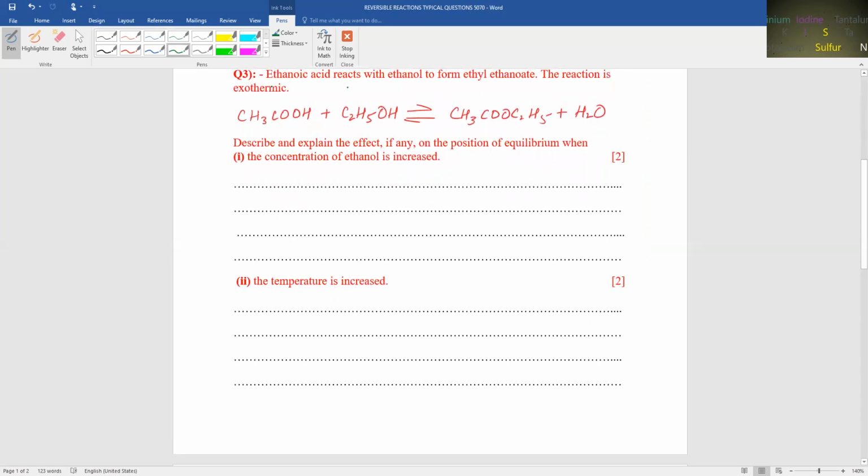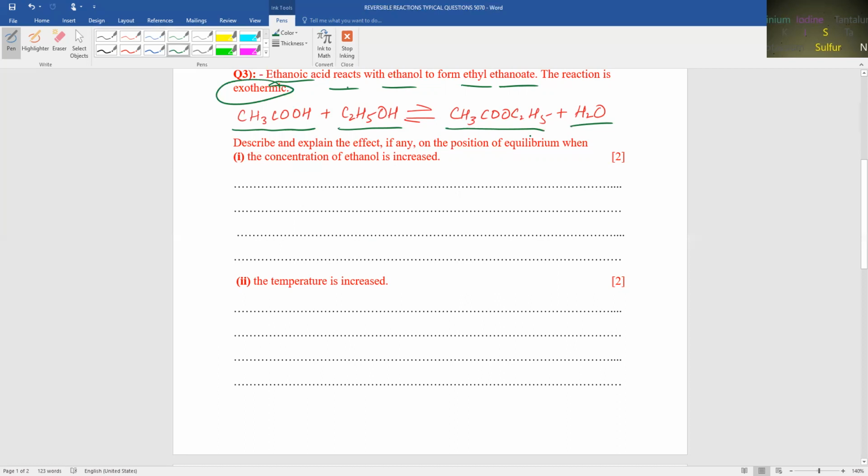Ethanoic acid reacts with ethanol to form ethyl ethanoate. Ethyl ethanoate is an ester. The reaction is exothermic. This is the reaction between ethanol and ethanoic acid. This is ethanol C2H5OH and this is ethanoic acid CH3COOH. The product is CH3COOC2H5, which is ethyl ethanoate. The other product is water.